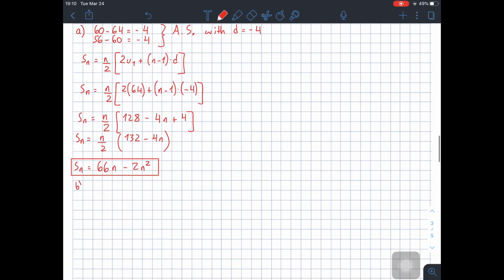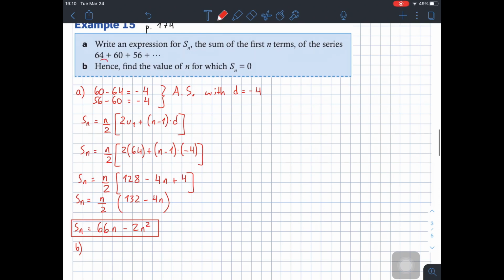Okay, then part B, it says hence. Hence means then. That means that we're going to use this answer we calculated in part A. So hence, find the value of n for which the sum equals 0.